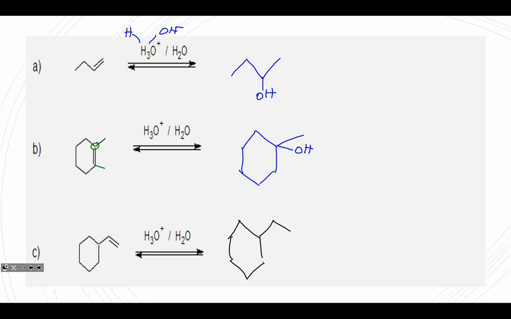Going down to the last one here, we end up with an ethyl group coming off. Where does the hydroxide go? One in, yes. So the hydroxide goes right there. If you remember that, you can get some good questions from it. Anybody have questions on how I did that?